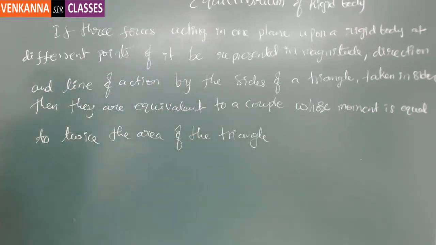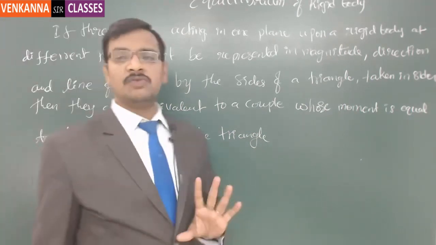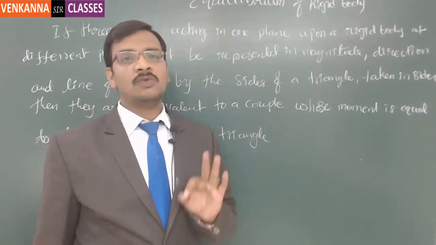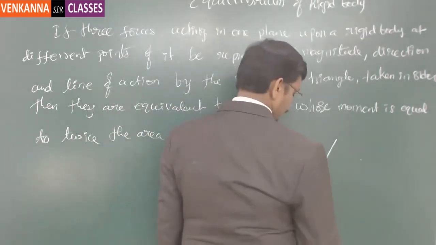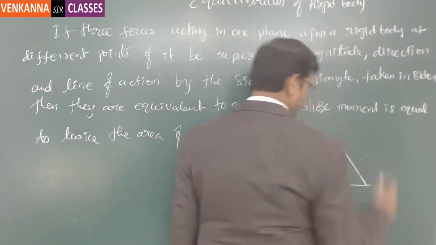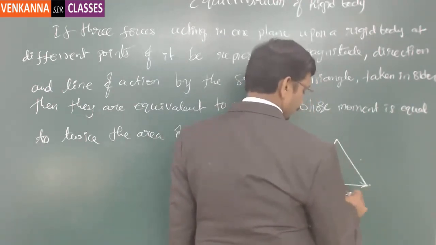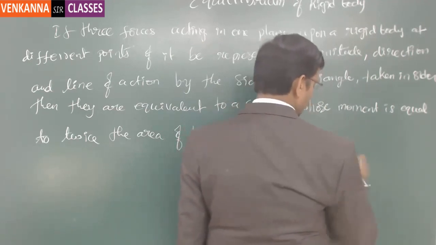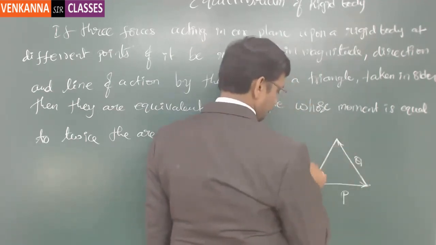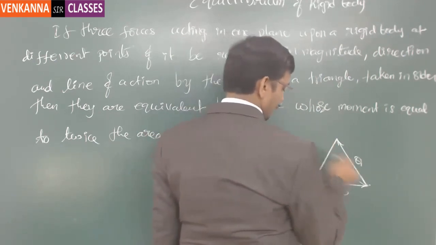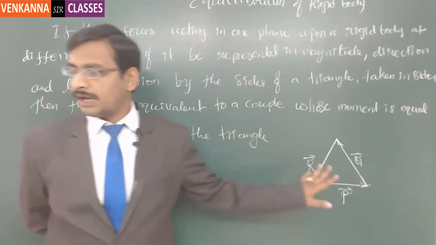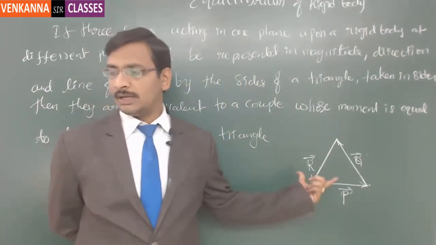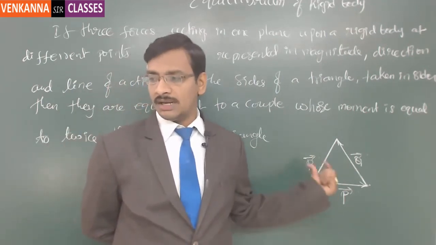Now here there are three different forces acting on a body. So three different forces are acting on a body, but all the forces can be represented on a triangle. Let this triangle be in this particular format. There is one force, this is P, another force, this is Q, and another force, this is R. All the forces can be represented like a triangle in a plane, and this triangle represents the force magnitude, direction, and line of action.